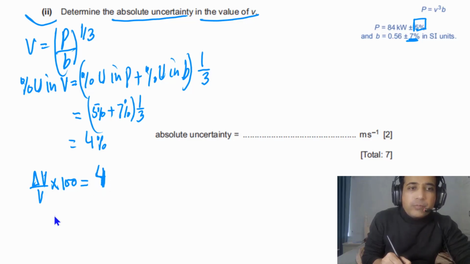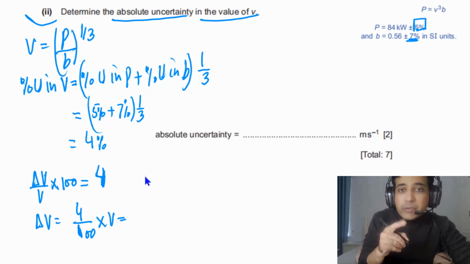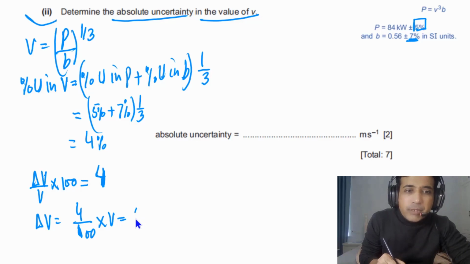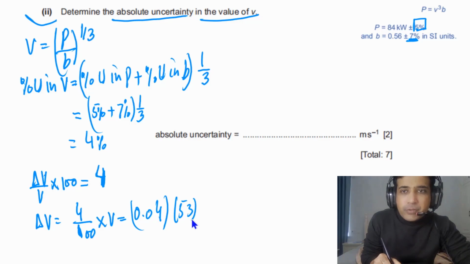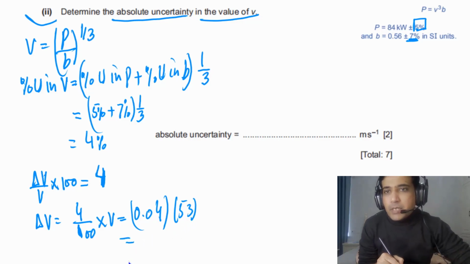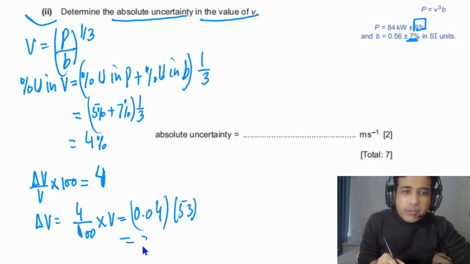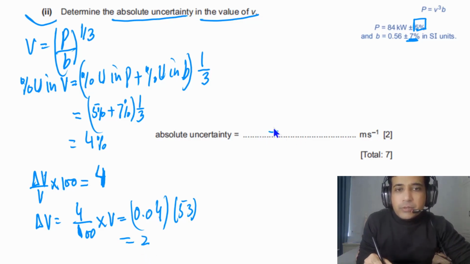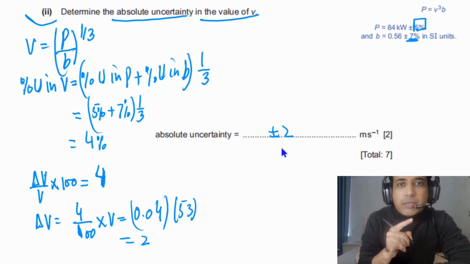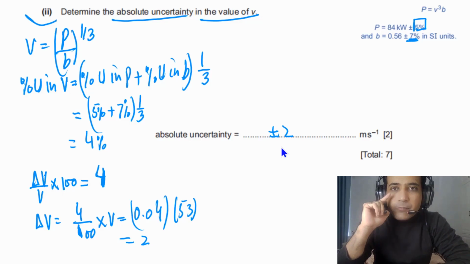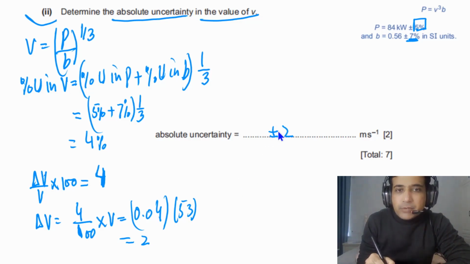So we need to find in this case delta V. Delta V simply will be equal to 4 divided by 100 multiplied by V, and the value of V we have already calculated in part 1. So we can say this will be equal to 0.04 multiplied by 53. So in this case, our final answer up to 1SF will be equal to 2. So simply we can write down this is plus minus 2 meters per second. Because for absolute uncertainty, we have to write using 1SF. So that's the reason we have written this one up to 1SF. And this is our final answer.